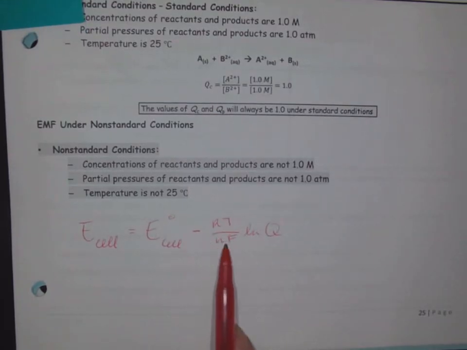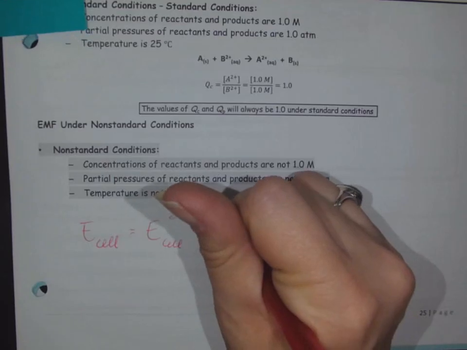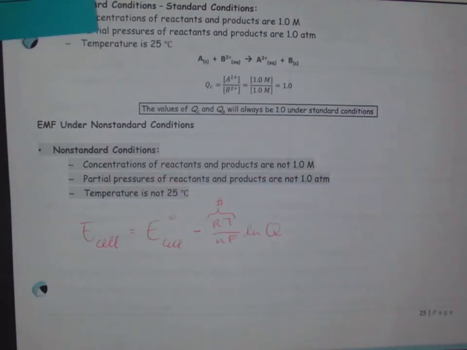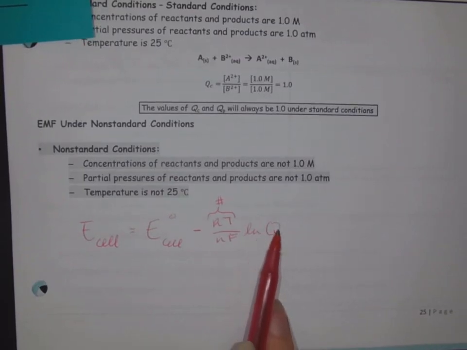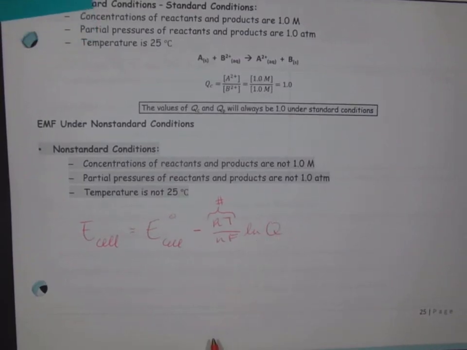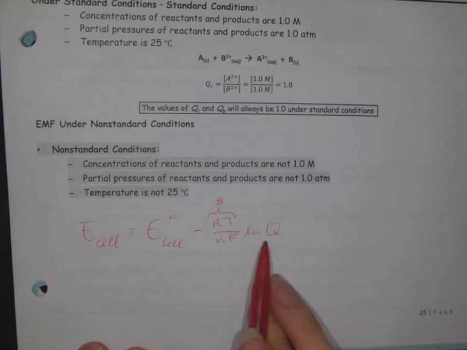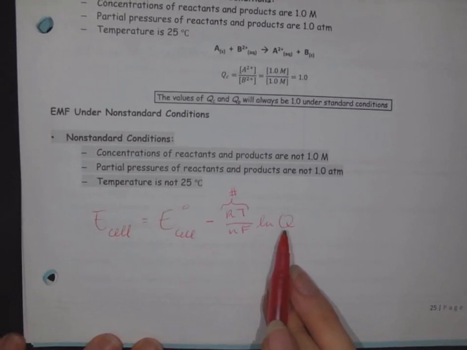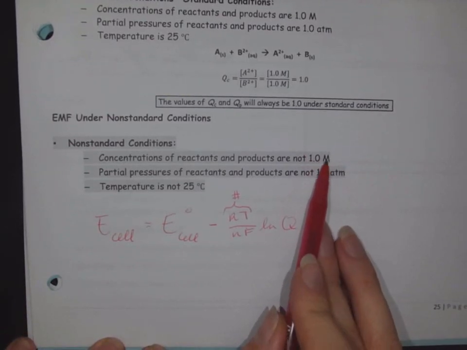Now, I don't want you to worry about this part. I want you to really think of this as just a positive number, just some positive value, and we're going to see what happens when Q is greater than 1 or less than 1. Again, this was discussed in class, but we were starting with the standard, and one of the things that is standard is when the concentrations are 1 molarity.